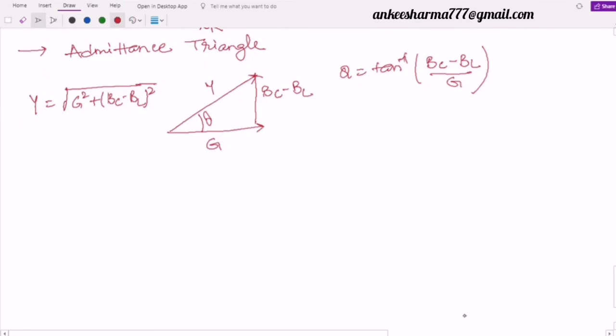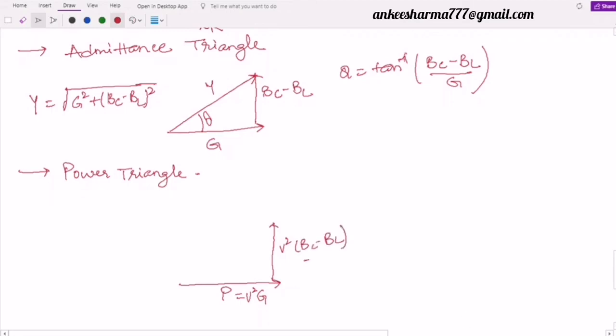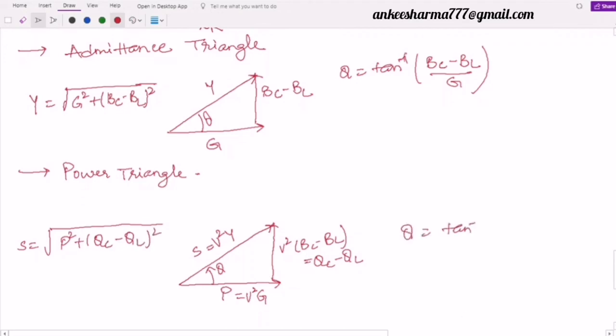Okay, and the last one is my power triangle. In the power triangle, the power across the resistor is denoted as P, which is equal to V square G. Power across the resultant of this capacitor and inductance, or simply you can say that it's V square into BC minus BL, which is denoted as QC minus QL, right? And the resultant of these two will be S, which is equal to V square Y. This angle is theta. So I can write here that S is equal to under the root of P square plus QC minus QL whole square, right? And theta will be equal to tangent inverse of QC minus QL divided by P.